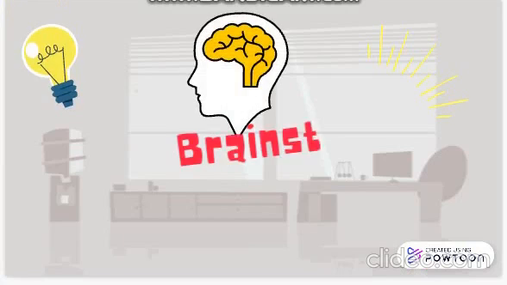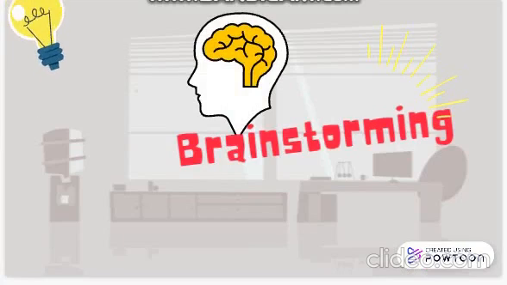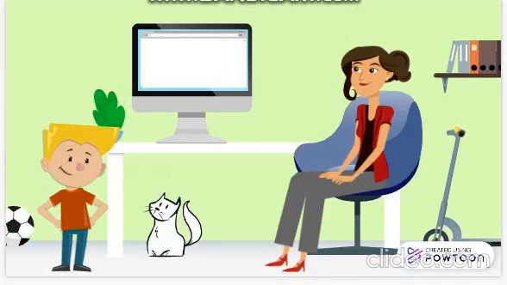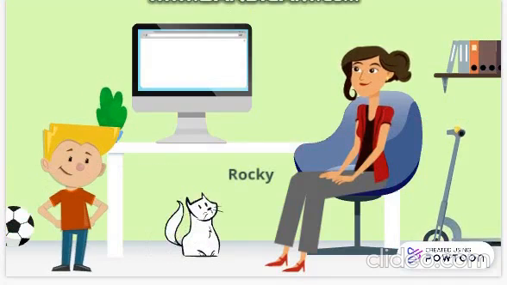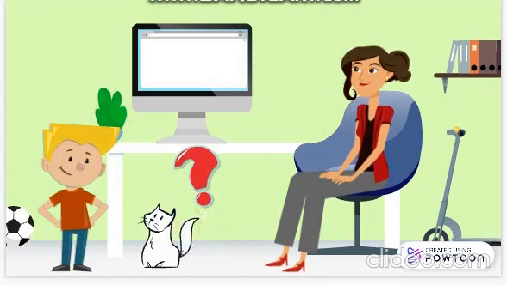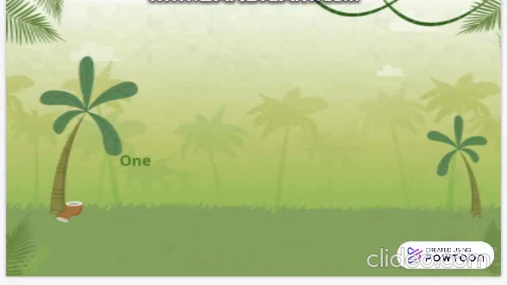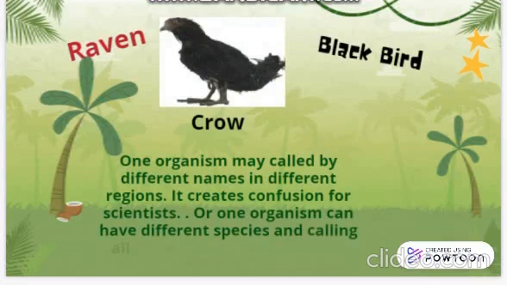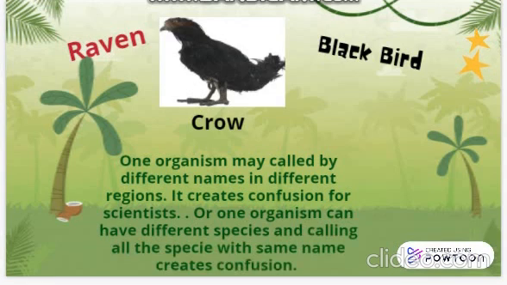Let's find out what we are going to study today by an example. Tim got a cat and named him Tommy, while his mother named the cat Rocky. And now the cat got confused about which name he should respond to, as he was called by two different names at the same time. The same is the case here. One single organism may be called by different names in different regions, and it creates confusion for scientists. One organism can have different species, and calling all of them by the same name creates confusion.